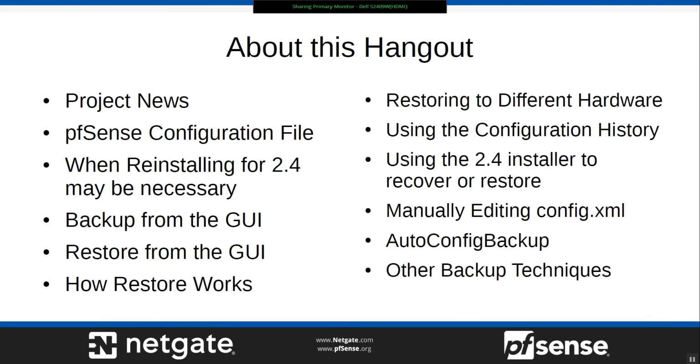About this Hangout, this month we've got project news, and then we'll talk about how pfSense stores its settings in a central configuration file, why you might want to reinstall for 2.4 or why you might have to reinstall for 2.4, how to make a backup from the GUI, how to restore from the GUI, how the restore process works, things to watch out for when you're restoring to different hardware, using the configuration history in the GUI, some of the existing options that are a little bit better in 2.4, the installer to recover or restore a configuration during the installation process, how to manually edit the config XML file, talk about auto config backup, and some other backup techniques that are out there as well.